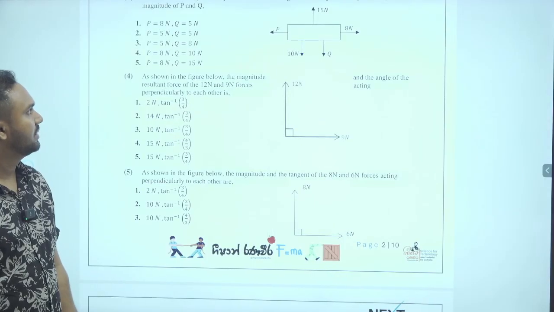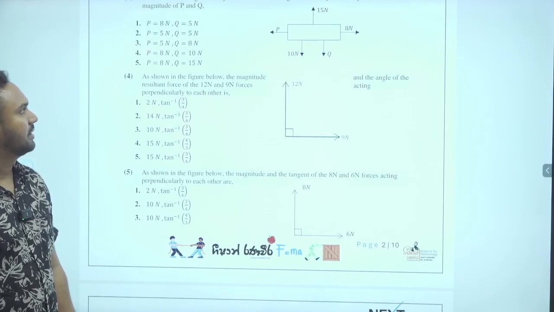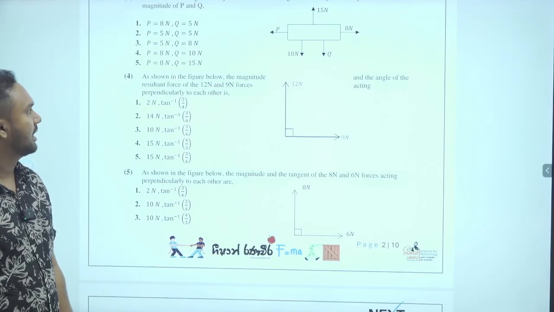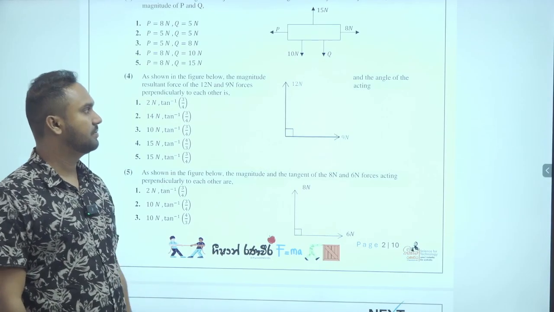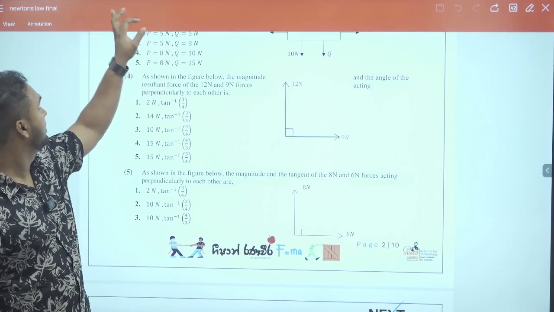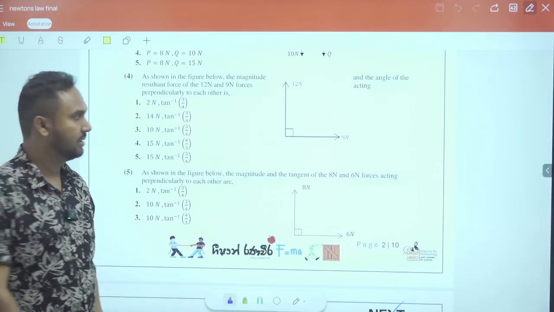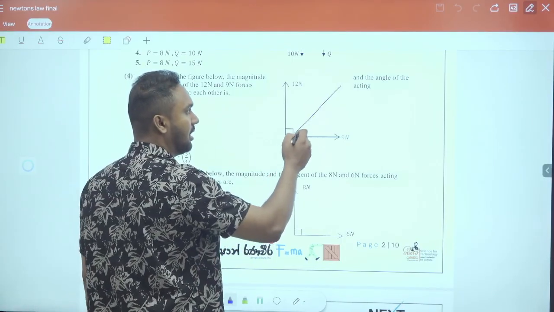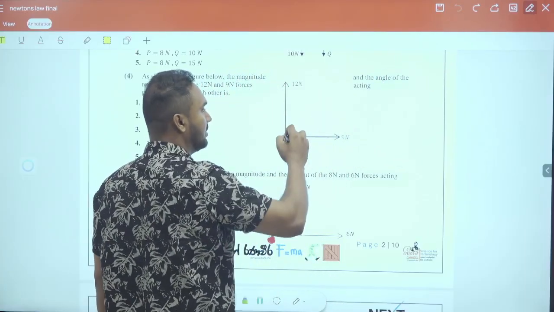As shown in the figure below, the magnitude and the angle of the resultant force of the 12 Newton and the 9 Newton forces acting perpendicular to each other is, right? Now the first thing is to find the resultant force. So how do you find the resultant force of this? You have to use Pythagoras, right? So r square equals p square plus q square, right?